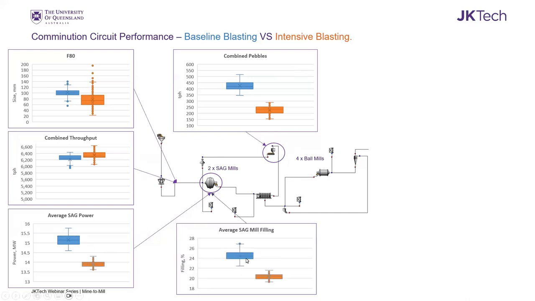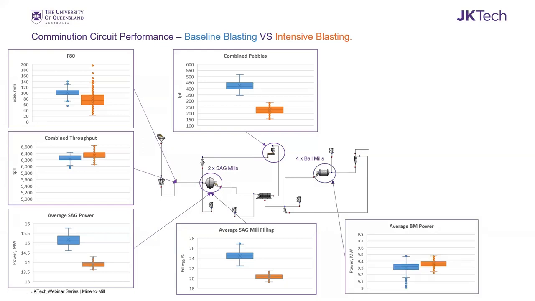Here we have the average SAG mill filling reading for the 12 hours for each ore campaign, very consistent with the power draws. In the first ore campaign, average mill filling was around 24%. For the second one it was just above 20%. As a result of having very soft, very fine ore, obviously residence time in the SAG mill was much shorter. And the reason why we have mill filling readings is because we set up the JK mill filling inference tool on these two SAG mills to monitor during all these ore campaigns.